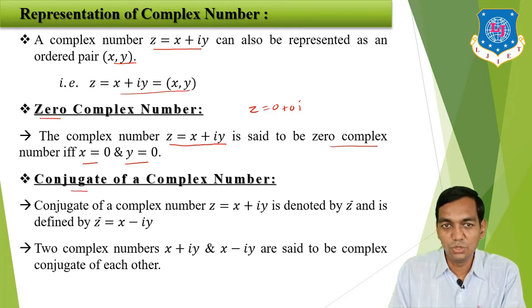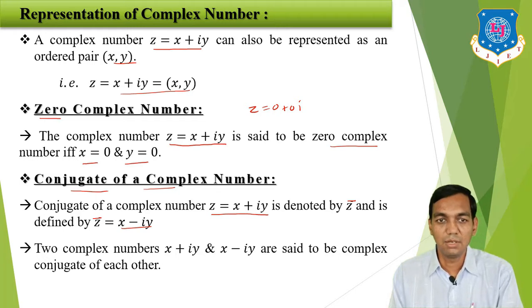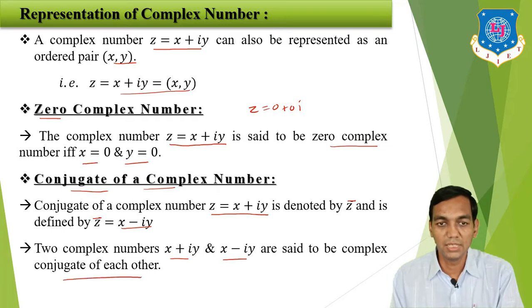In the same manner, the conjugate of a complex number. The conjugate of a complex number z is equal to x plus iy is denoted by z bar and is defined as z bar is equal to x minus iy. That means the sign of the imaginary part is going to be changed. Now two numbers x plus iy and x minus iy are said to be the complex conjugate of each other.